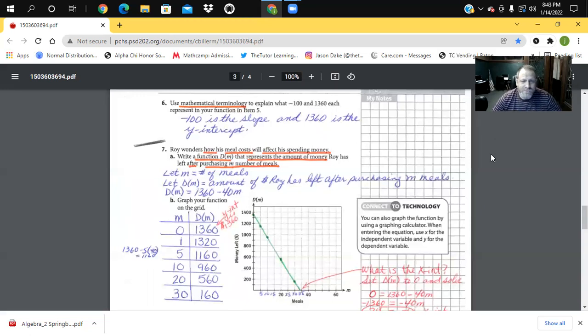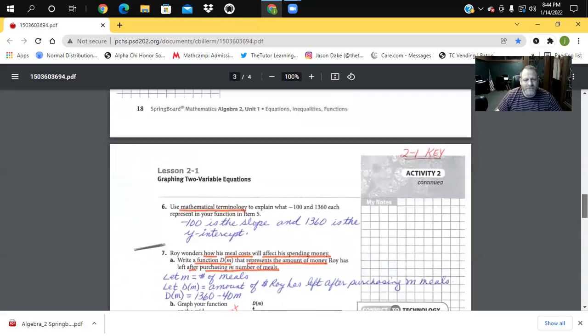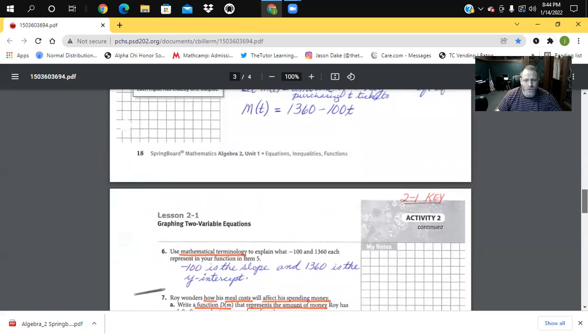Use mathematical terminology to explain what -100 and 1360 each represent in your function in item 5. We know that -100 is the slope and 1360 is the y-intercept. Let's go back up here and see if that is true.